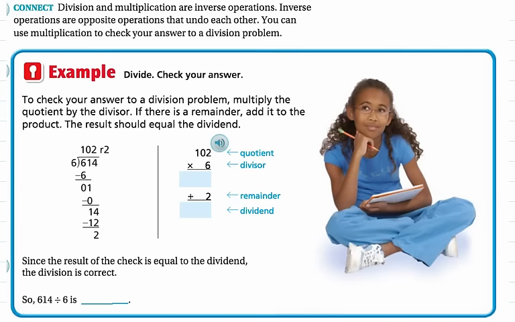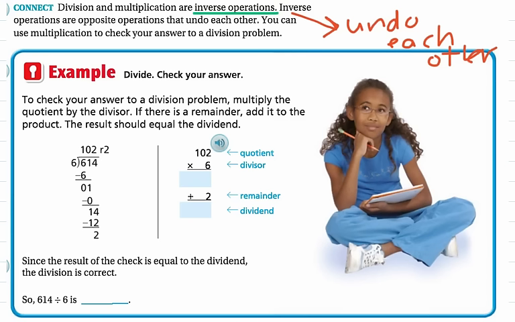So we're going to do one more example here together. And on this one it says connect. Division and multiplication are inverse operations. This is something we touched a little bit on in chapter 1. Inverse operations are opposite operations that undo each other. So what I'm going to write down here on this side is undo each other.